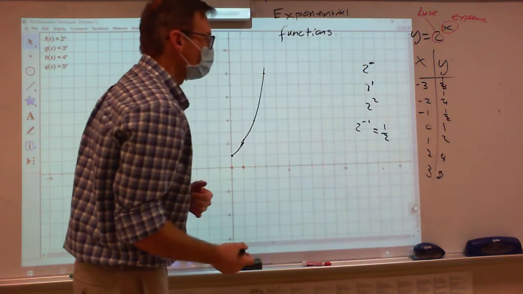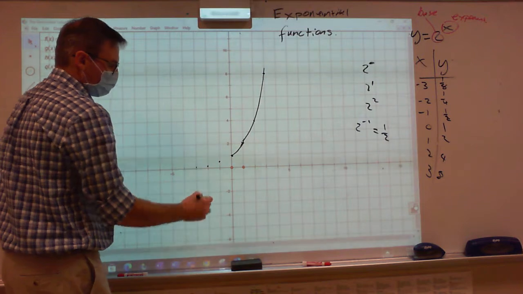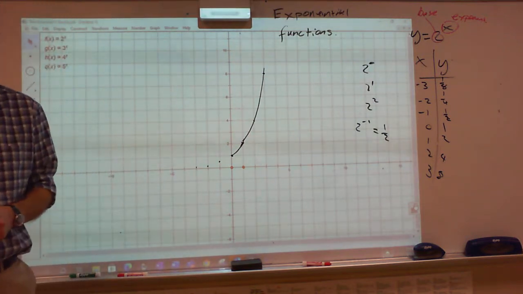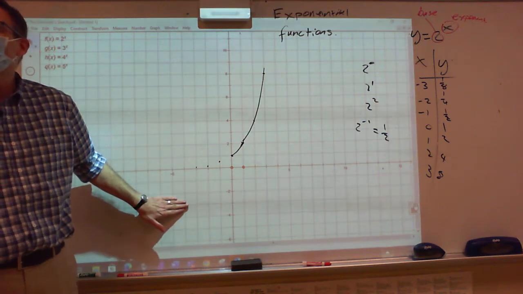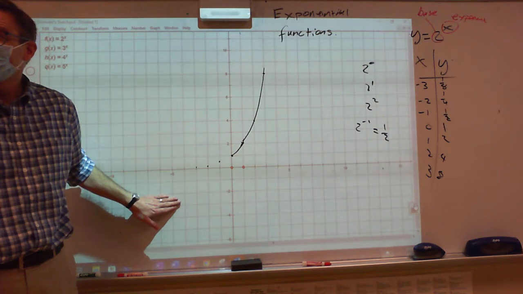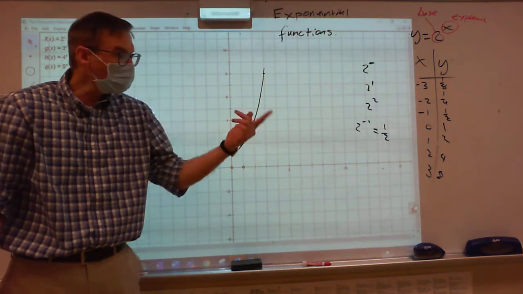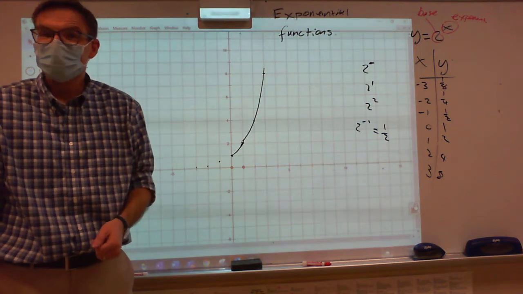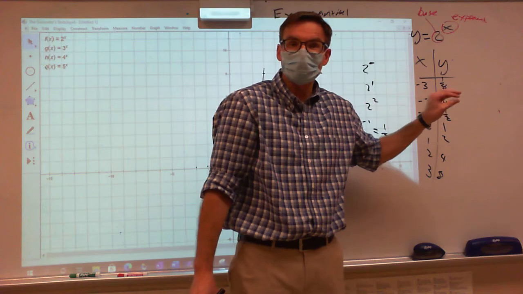So now I'm going to plot those points. At -1 I'm at a half, -2 I'm at a fourth, -3 I'm at an eighth. So I'm going down. Do I ever get down here? What would have to happen for me to get down here? My y values would have to be negative. Are my y values ever going to be negative? No, because a negative exponent just gives me a fraction, doesn't it? It doesn't make the things negative.